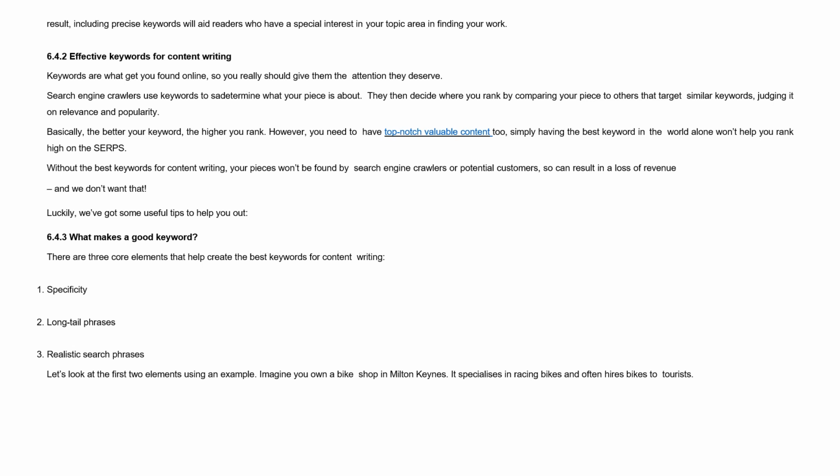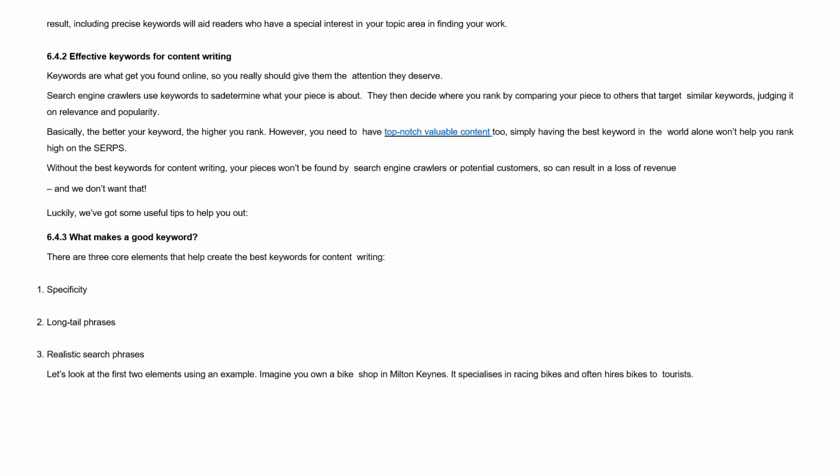Effective keywords for content writing. Keywords get you found online, so you really should give them the attention they deserve. Search engine crawlers use keywords to determine what your piece is about. They then decide where to rank by comparing your piece with others targeting similar keywords, judging it on relevance and popularity. Basically, the better your keyword, the higher you rank.